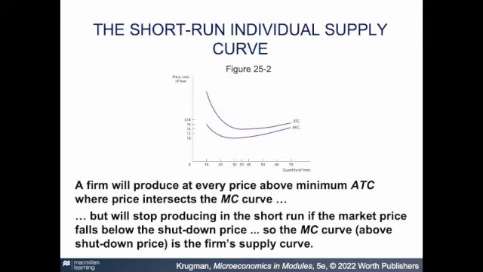The short-run individual supply curve. A firm will produce at every price above minimum ATC, where price intersects the MC curve. But it will stop producing in the short run if the market price falls below the shutdown price, so the MC curve above the shutdown price is the firm's supply curve.